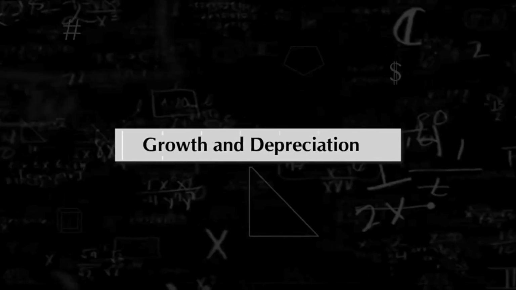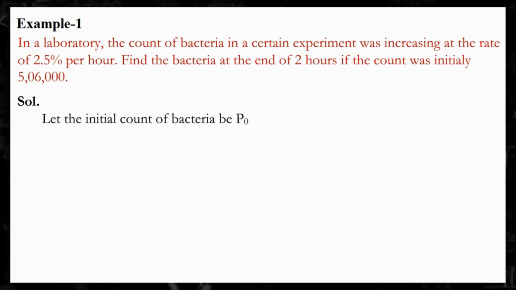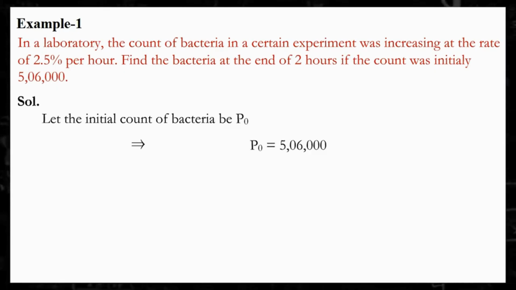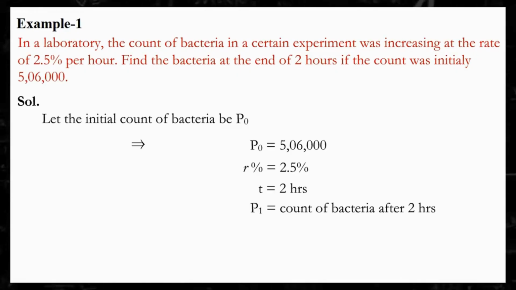Growth and depreciation. Example 1. In a laboratory, the count of bacteria in a certain experiment was increasing at the rate of 2.5% per hour. Find the bacteria at the end of 2 hours if the count was initially 5,06,000. Solution. Let the initial count of bacteria be P0. This implies that P0 is equal to 5,06,000, R% is equal to 2.5%, T is equal to 2 hours, P1 is equal to the count of bacteria after 2 hours.